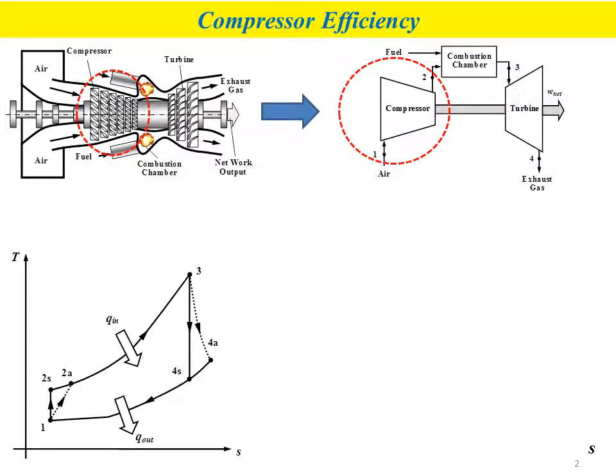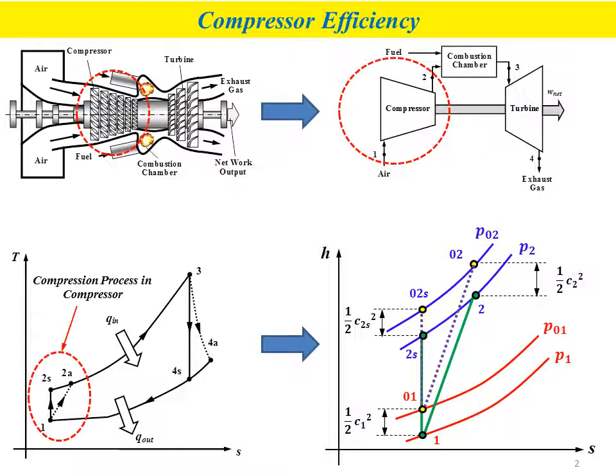In order to describe the process, we need to refer to the TS diagram, the diagram that we already learned in Thermodynamic 2 about the Brayton cycle. The compression is shown by this process, where there are two types of process involved: the ideal or isentropic process, represented by a process from state number 1 to state number 2s, and the actual compression process, from state number 1 to state number 2a.